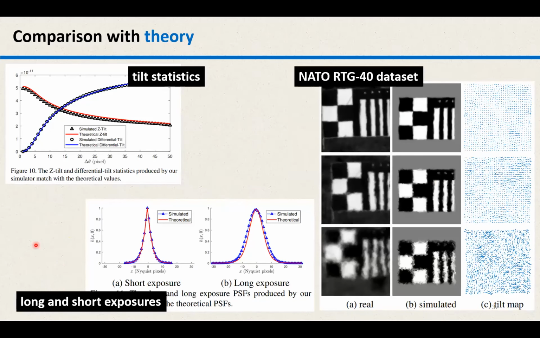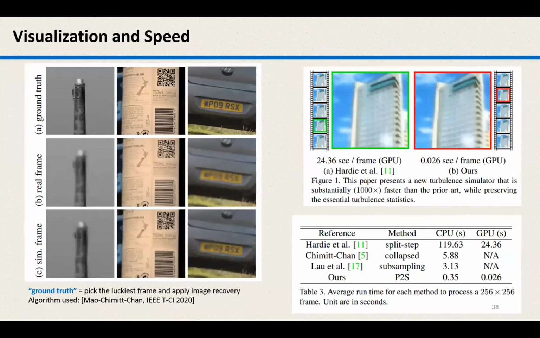So a few slides just to convince you that the new simulator, version 2 simulator, isn't sacrificing any accuracy at all. So we look at the tilt statistics again, the Z tilt, differential tilt, long and short exposure. Compared to our real data sets, you can see that there is a very, very good match between the physics and also the reality. We also try to compare to some hot air sequences. So we are able to simulate these hot air sequences.